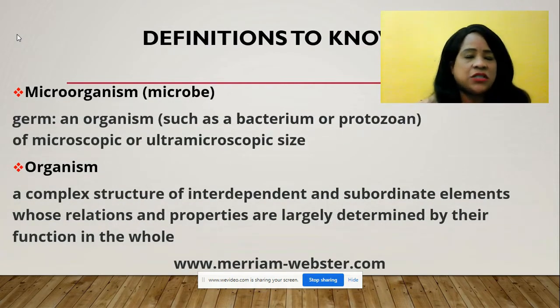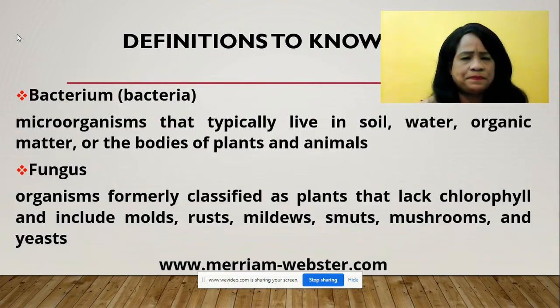Another definition I like to share with you is microorganism, also known as a microbe. A microbe is simply a germ, and it's an organism such as a bacterium or a protozoan of microscopic or ultra microscopic size, which means that it's very small. Another definition is an organism. An organism is a complex structure of interdependent and subordinate elements whose relations and properties are largely determined by their function in the whole. These two definitions also came from the Merriam-Webster Online Dictionary.